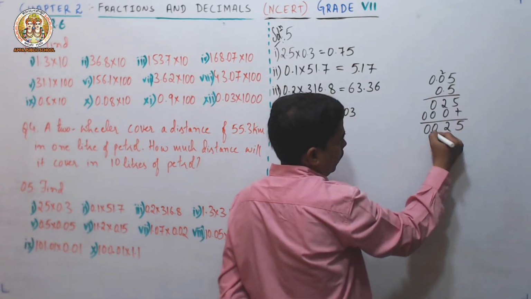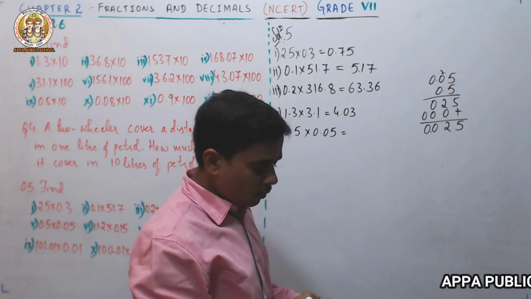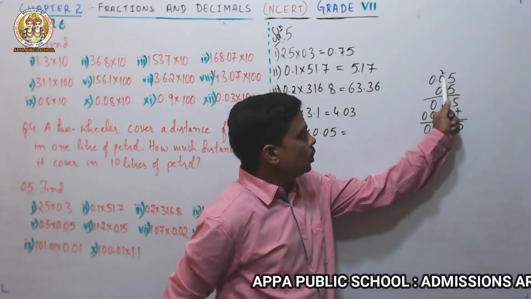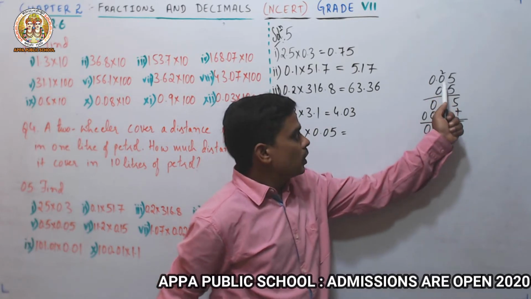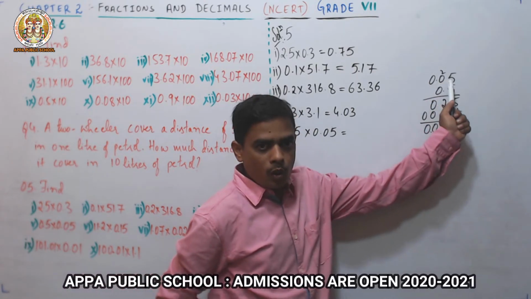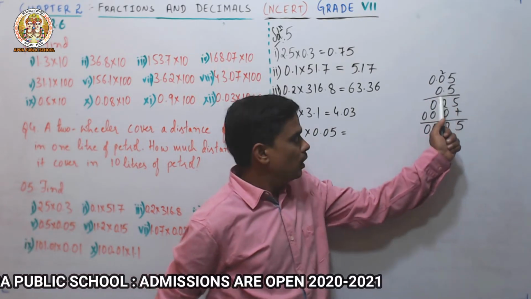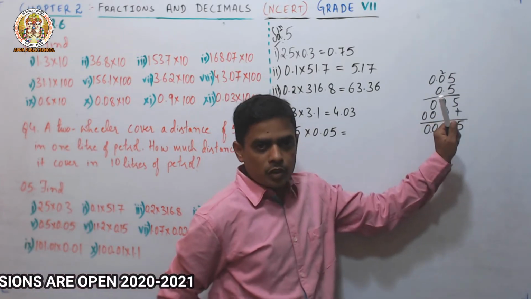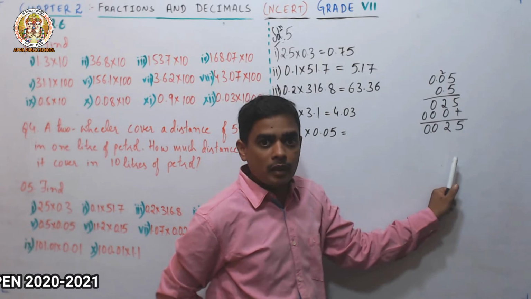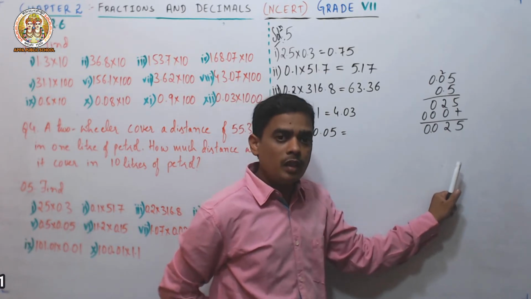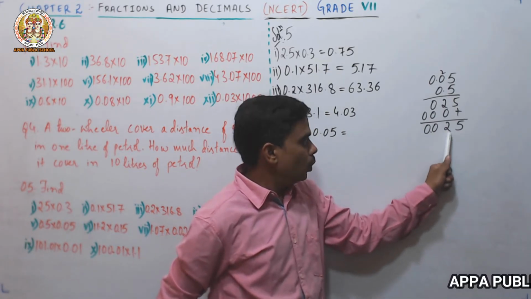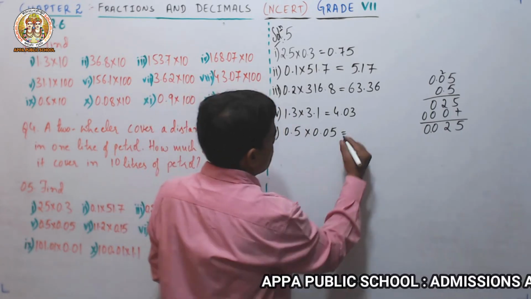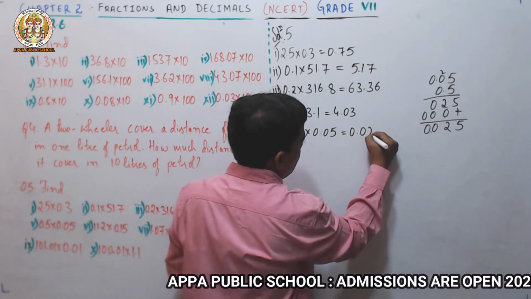I'll keep on counting from the right towards my left: 1, 2, 3 numbers. Why? Totally, for this number after the decimal point 2 numbers are there. Here after the decimal point 1 number is there. 2 plus 1, 3 means I have to shift the decimal point in the answer by 3 numbers starting from the right. 1, 2, 3. So 0.025 is the answer.